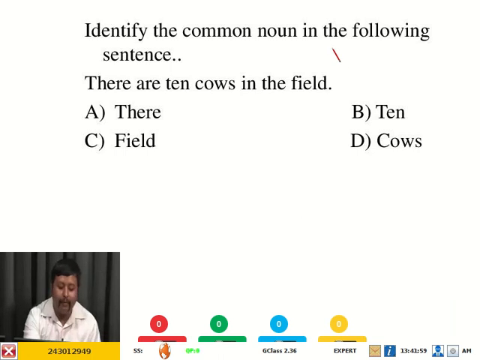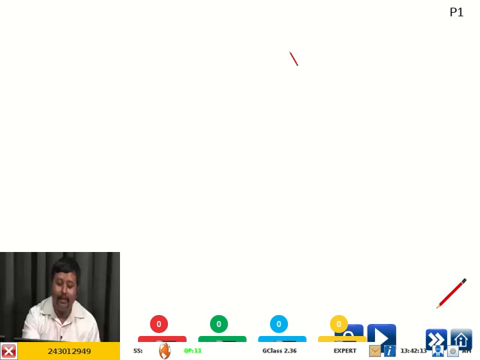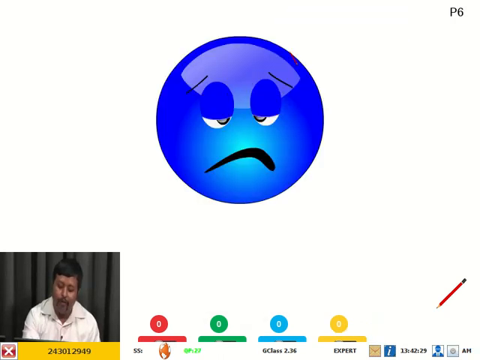Okay, time up. So it's time up now. Tell me your answer. The following sentence, there are 10 cows in the field, and the answer is option D. Okay, moving ahead.